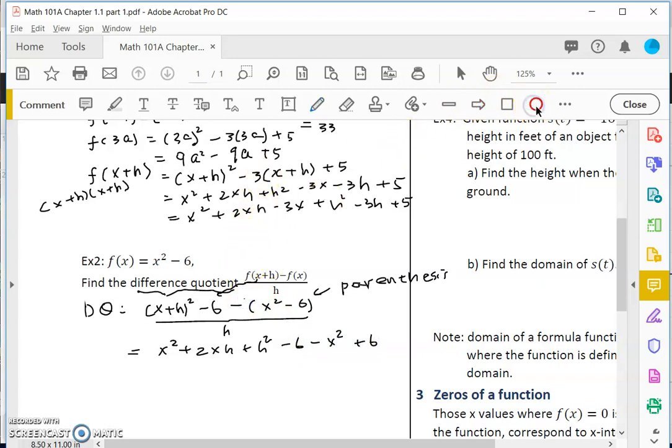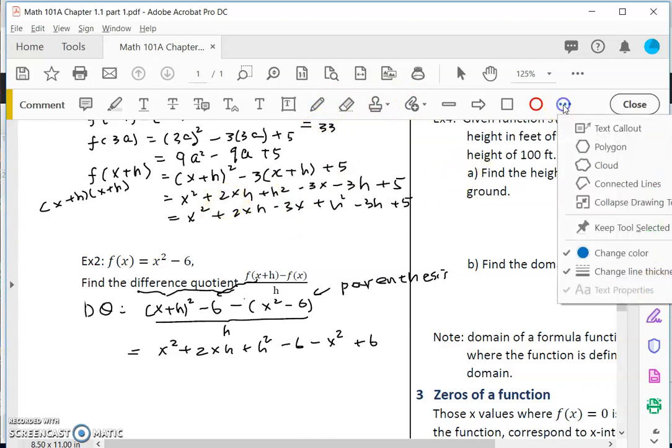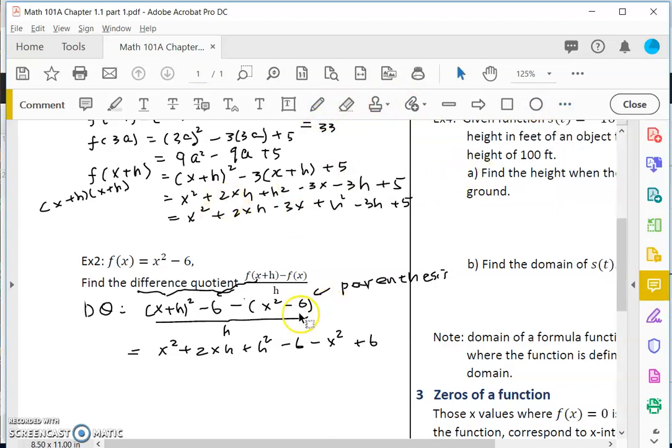Can I change to another color? No, I don't know how to change to another color. Maybe later. We'll just use this black color first. Oh, I did. I don't know how to change it back.